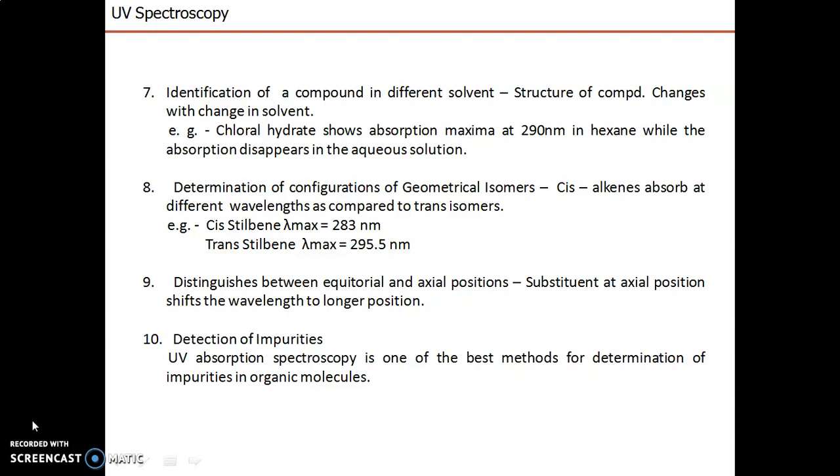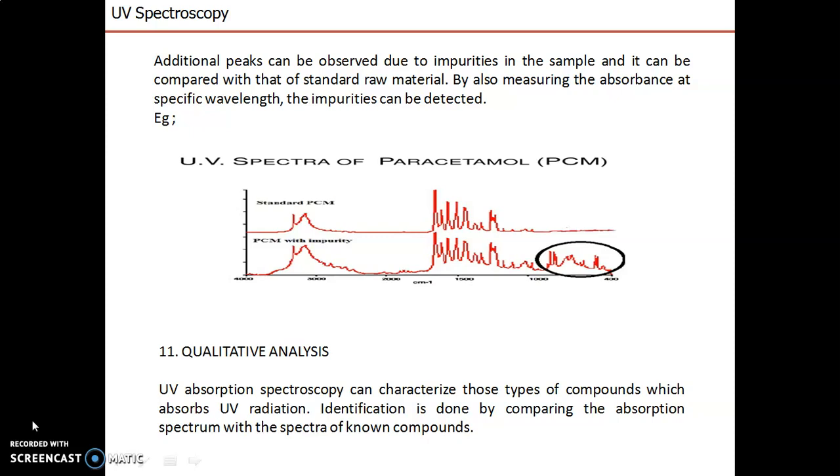Then detection of impurities. UV visible spectroscopy is one of the best methods for determination of impurities in organic molecules. Additional peaks can be observed due to impurities in the sample and can be detected by comparison with the standard raw material. By also measuring the absorbance at a specific wavelength, the impurities can be detected. In the structure, we are seeing that the standard PCM, that is paracetamol sample, gives its spectrum. But if paracetamol has an impurity, we get extra peaks. So extra peaks indicate impurities in the sample. In this way, we can identify impurities in the sample by using UV visible spectroscopy.